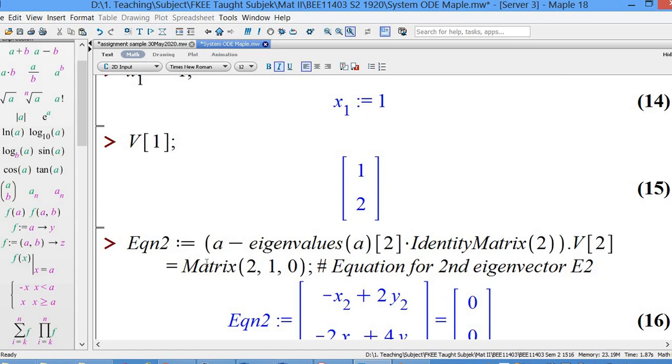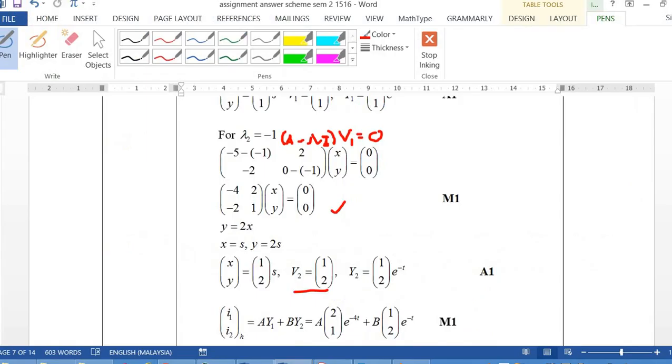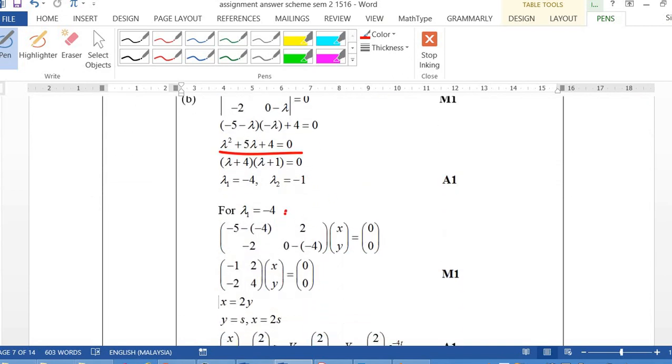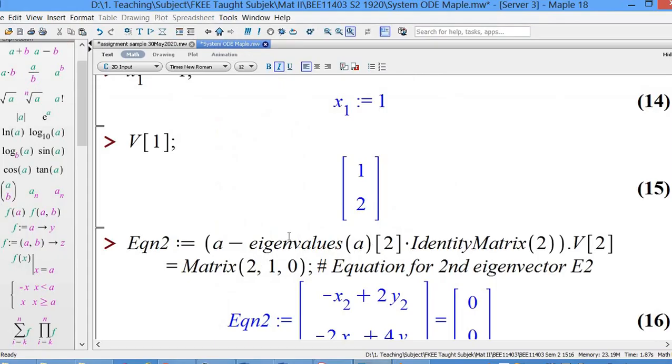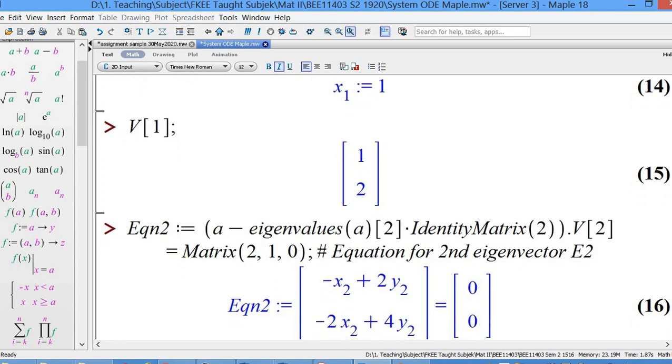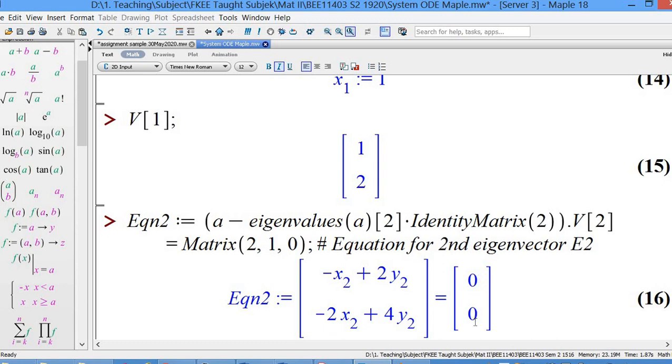Equation 2 is when we substitute the second eigenvalue, which is negative 4, into A minus lambda I. Then V2 equal to 0, 0. We multiply with the identity matrix, which is 2 by 2, times V2 equal to the matrix 2, 1, 0, meaning 2 rows, 1 column with element 0, meaning the value is 0.